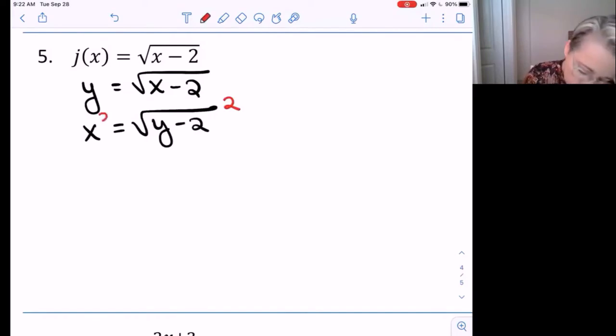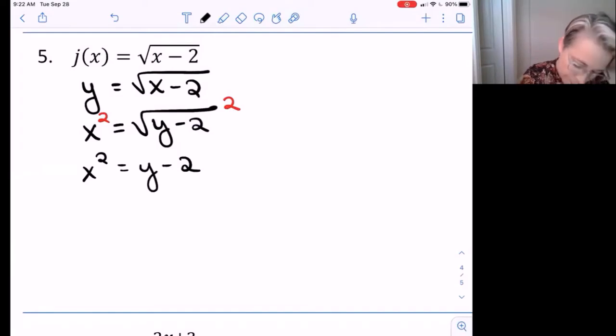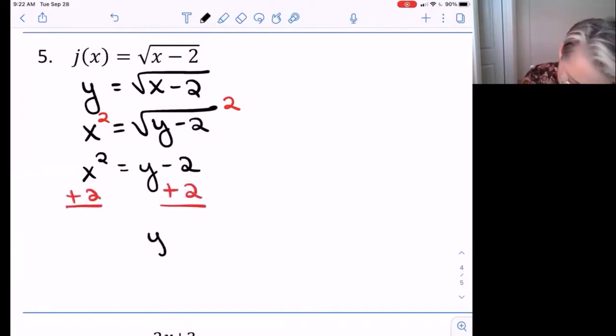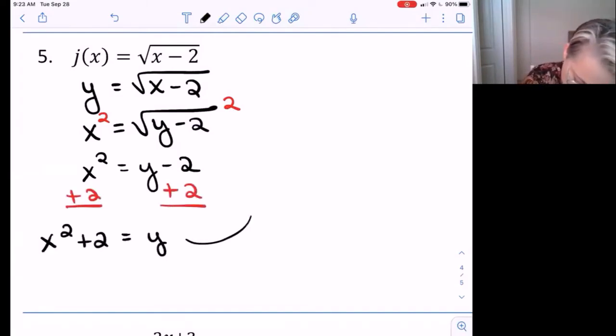To undo a square root, we would square both sides. That would give us x squared equals y minus 2. When we add 2 to both sides, that will give us our inverse function of x squared plus 2.